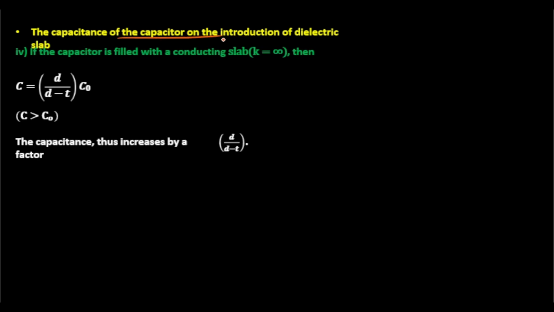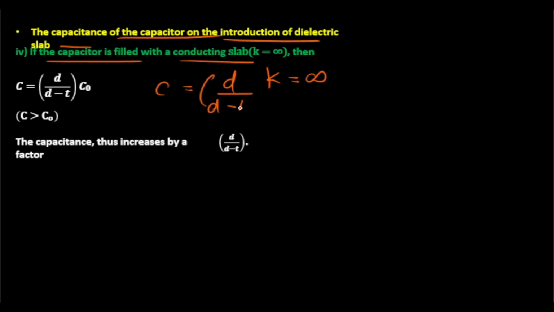The capacitance of a capacitor on introduction of a conducting slab, K is equal to infinity. Then we get C is equal to d divided by (d minus t) into C naught. The capacitance thus increases by a factor of d divided by (d minus t).